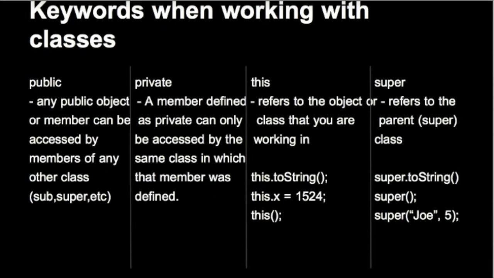So now we're going to look at some keywords that are really important when working with classes. Our first and most basic one, which we've been using for methods and classes up to this point, is the public keyword. Any public object or member can be accessed by members of another class, which can be a subclass or a superclass or anything else. And we use public a lot because any class can inherit from a public class.